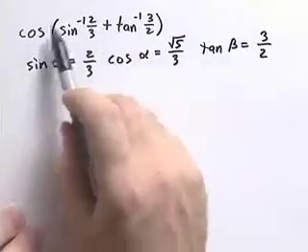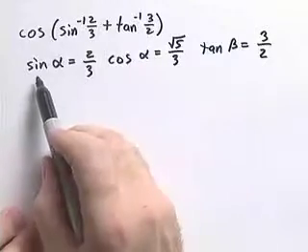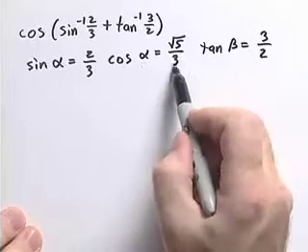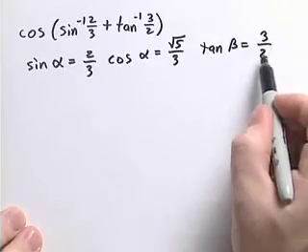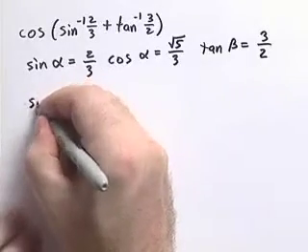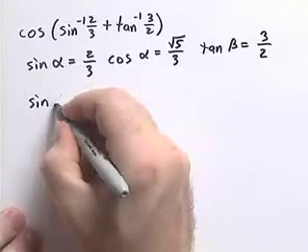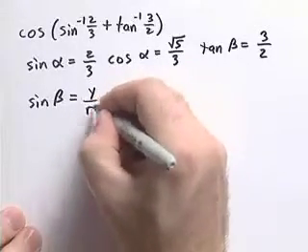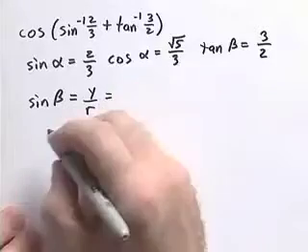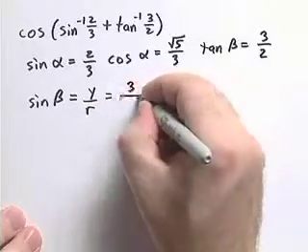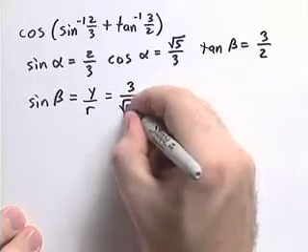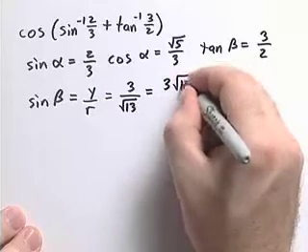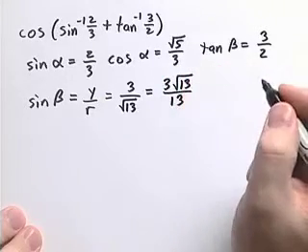Here we've rewritten the expression that we'd like to evaluate. We've also got the sine of alpha is equal to 2/3, cosine of alpha is equal to the square root of 5 over 3, and tangent of beta is equal to 3/2. We'd like to find the sine of beta. The sine of beta is going to equal y over r, and we're using the angle beta here. Y was equal to 3, and we found on the previous page that r was the square root of 13. So we'll have the sine of beta is equal to 3 times the square root of 13 divided by 13.